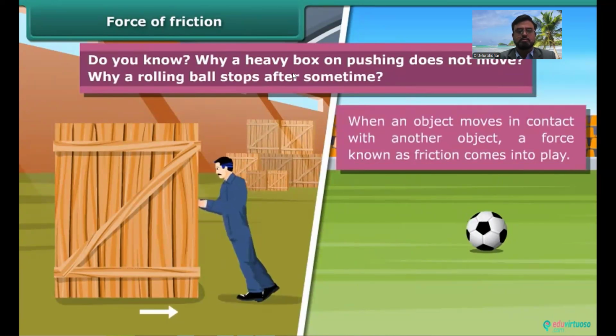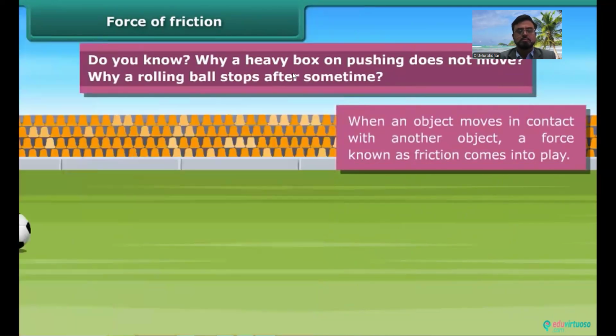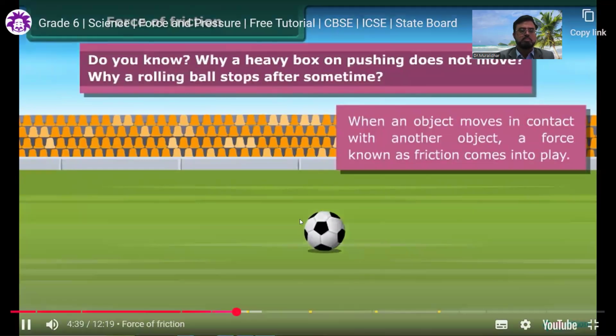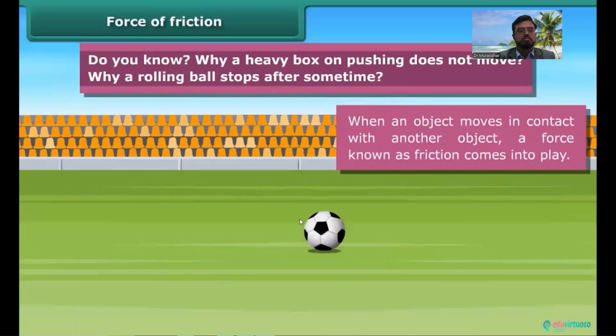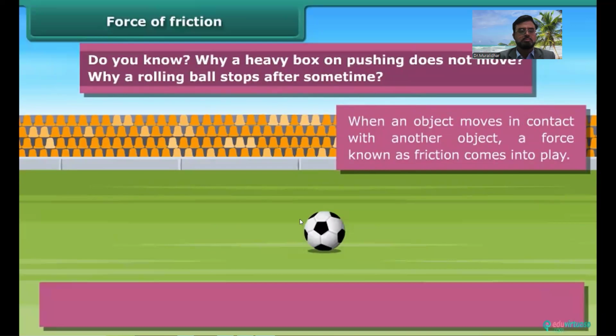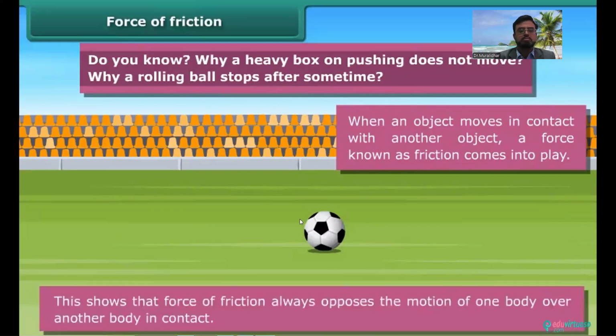Note that the force of friction always acts on all objects and its direction is always opposite to the direction of motion. The moving object in the animation gradually slows down and ultimately stops due to the force of friction. This shows that force of friction always opposes the motion of one body over another body in contact.